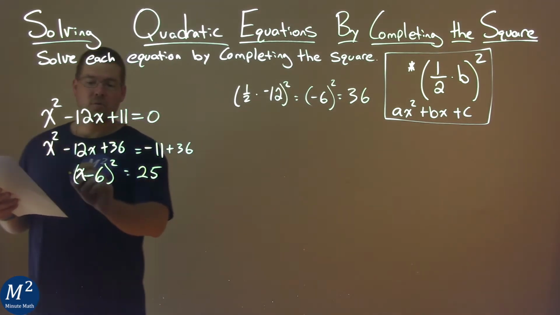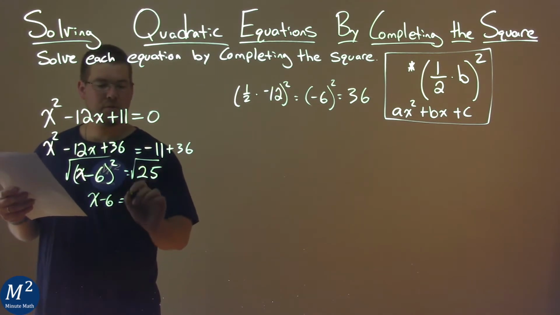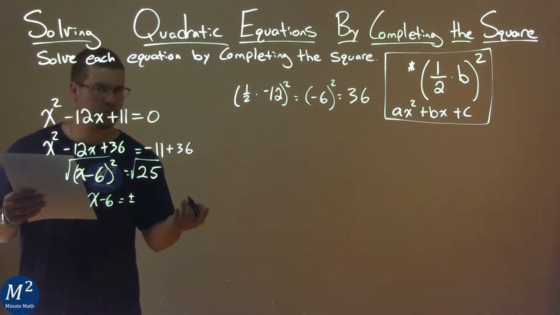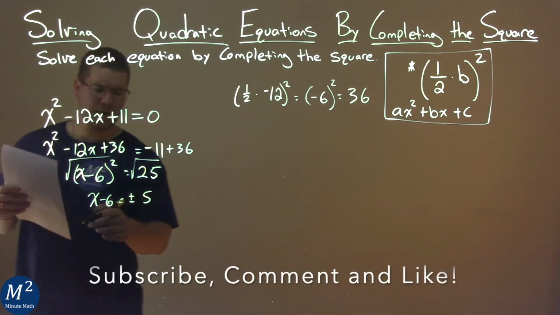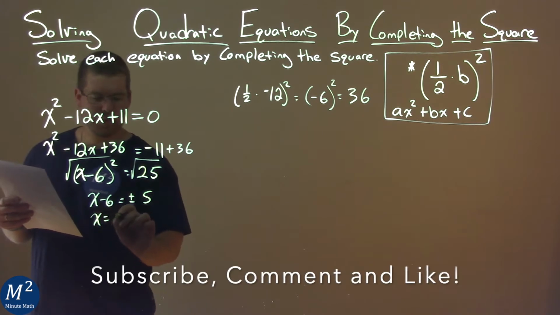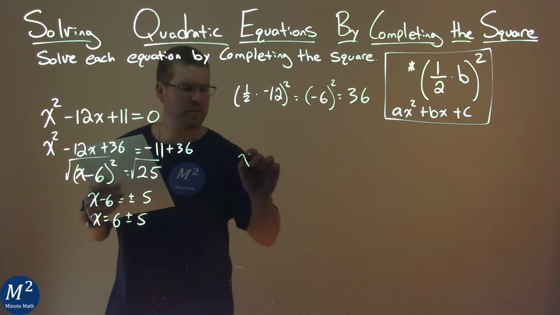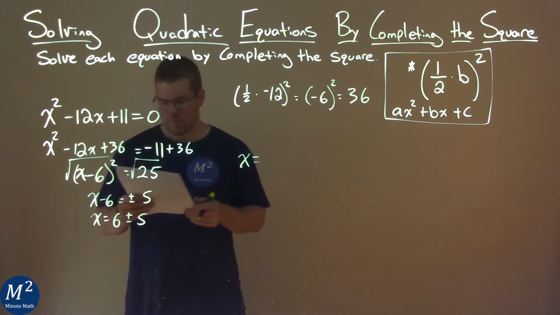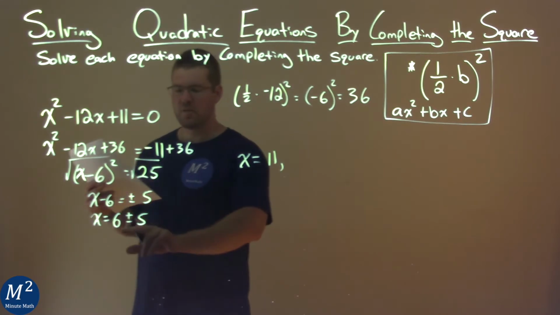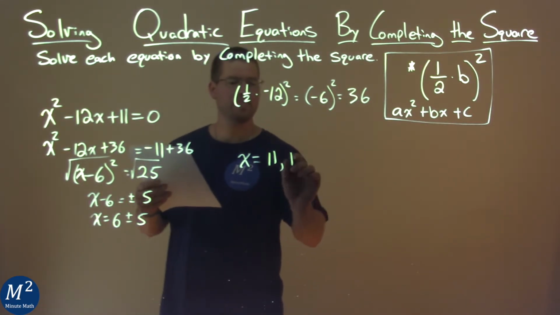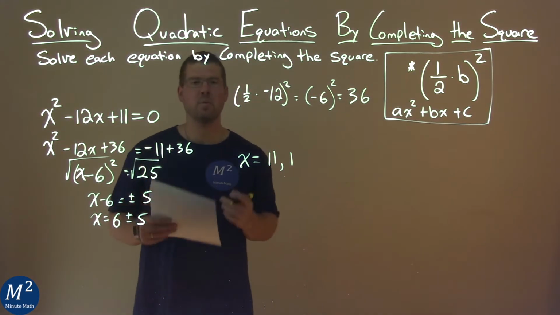We now need to take the square root of both sides to solve. X minus 6 equals, don't forget the plus or minus, and the square root of 25 is just 5. So we add 6 to both sides, and we have x equals positive 6 plus or minus 5. So what does that come out to be? Well, 6 plus 5 gives us 11, while 6 minus 5 gives us 1. And so our two solutions here are x equals 11 and 1.